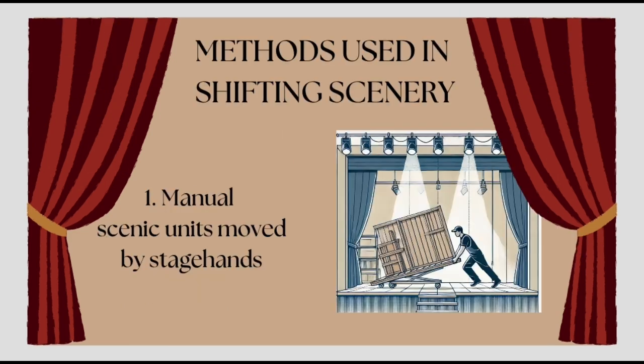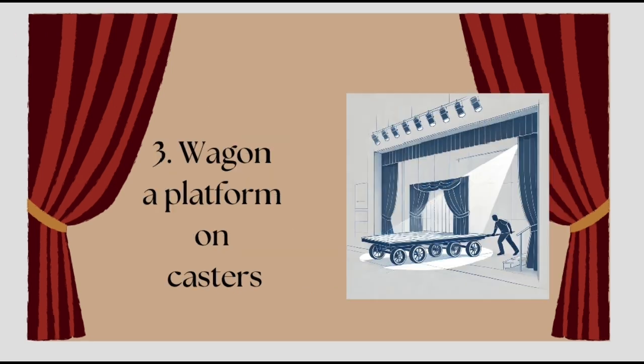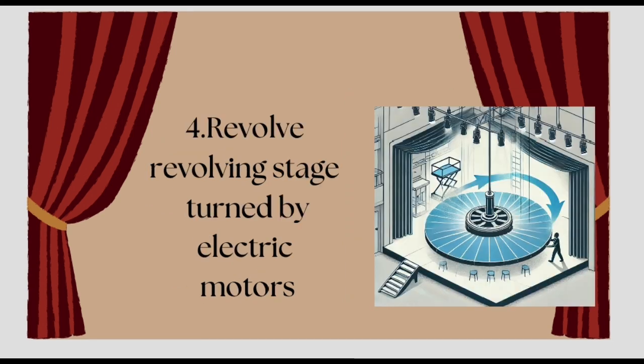First, we have the manual, where the scenic pieces are moved by stagehands using physical effort, as you can see in the picture. Second is flying, where scenic elements are hung above the stage and raised or lowered when needed. Third, we have the wagon, or the platforms on wheels, or what we also call casters, that can be rolled on and off the stage.